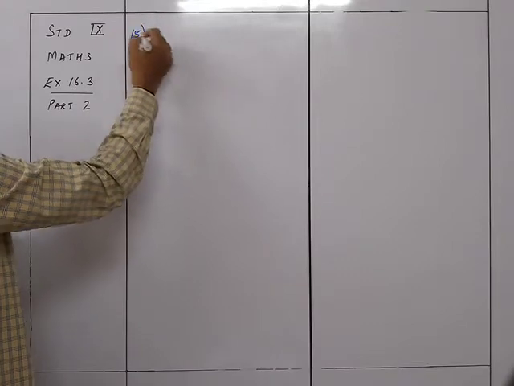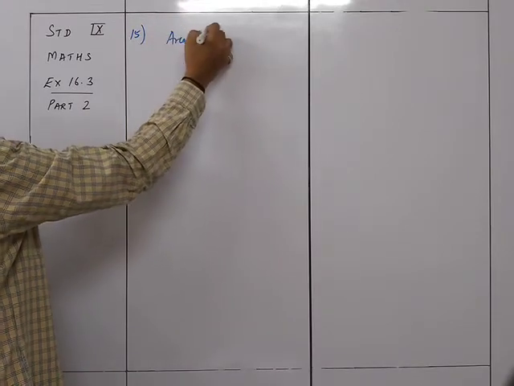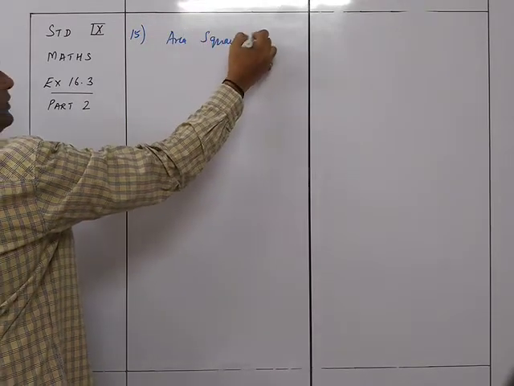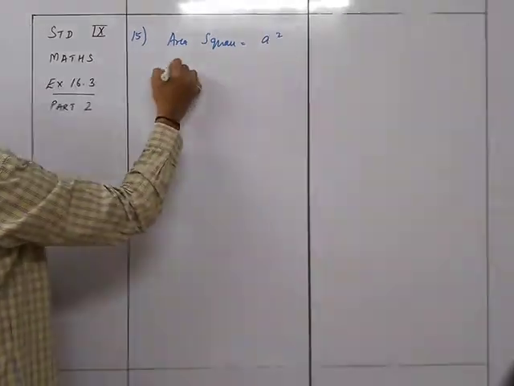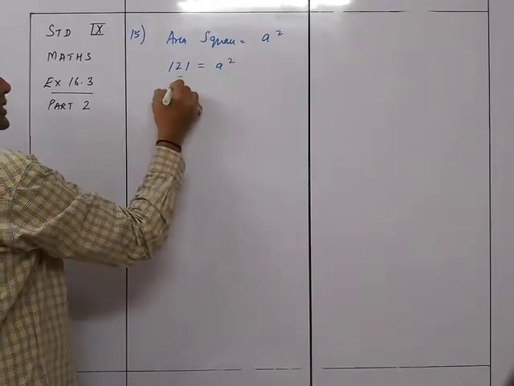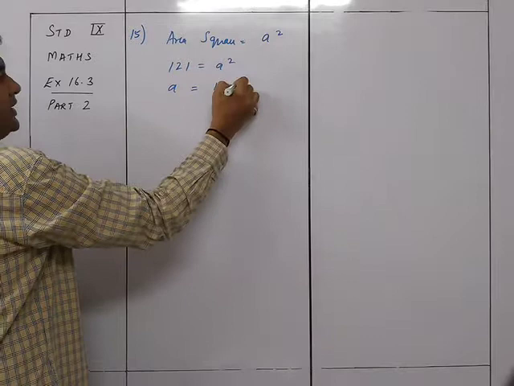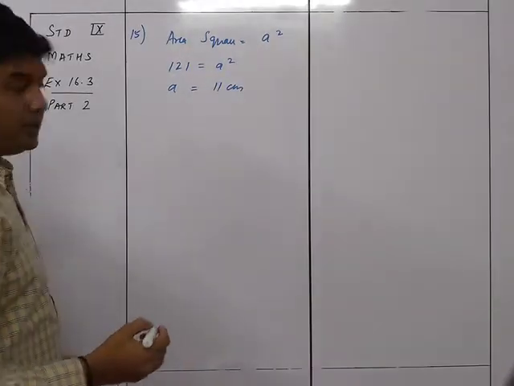So in sum 15, we have area of square is equal to a square. So 121 is equal to a square. So a is equal to 11 centimeters. Okay?